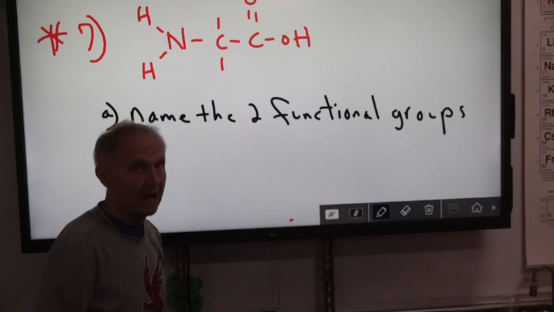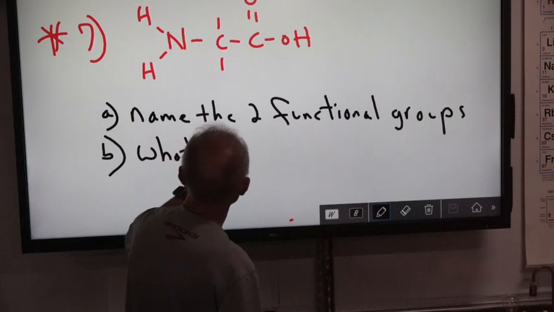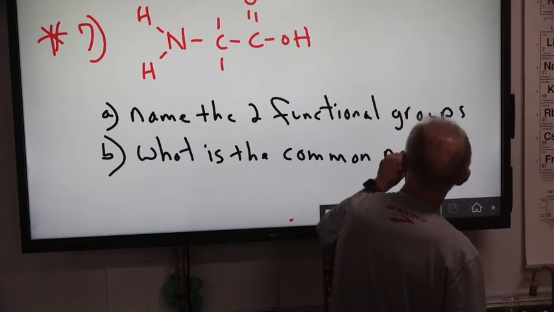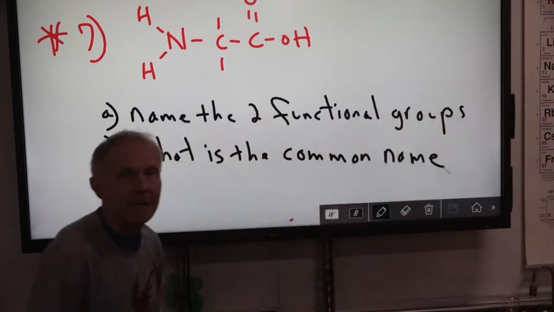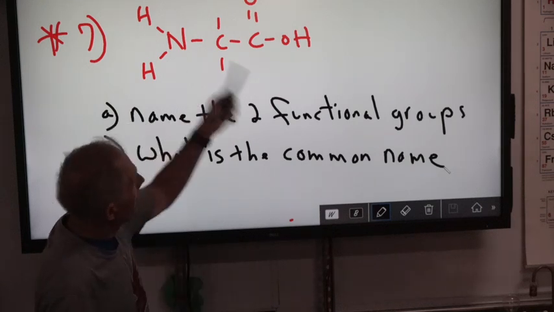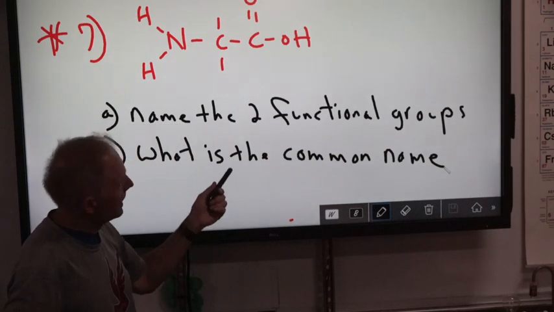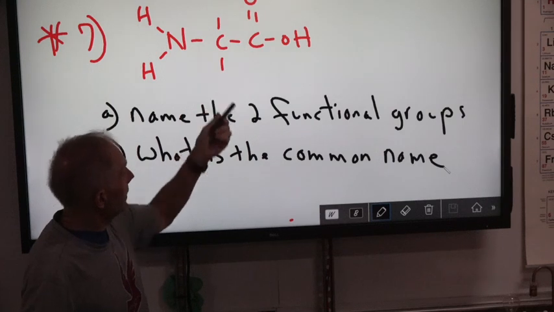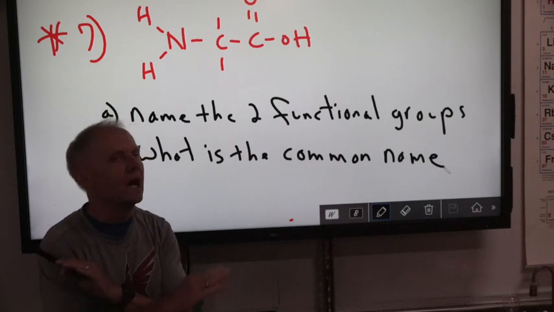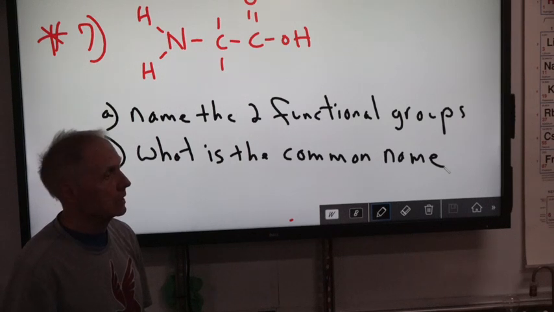Because you all know it from biology. What is the common name for that? And if you put the two functional group names together, you can probably figure it out. So now you have five questions to do. Two ethers, and now you have two amines, and to figure out this one. And we've got one more functional group, and that is it. Okay? So, the last functional group.